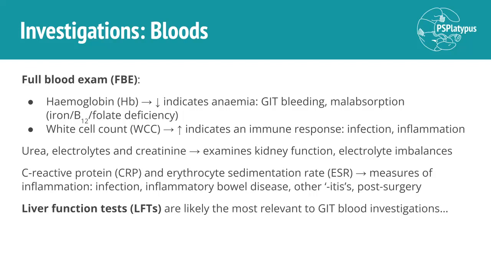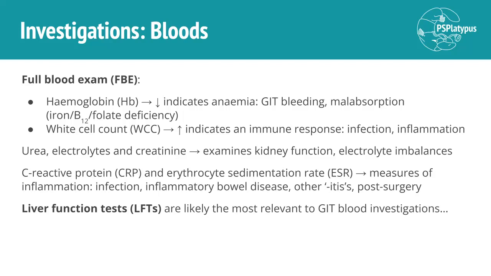You can also look at the white cell count, and that might be increased in things like infection or inflammation of the gastrointestinal tract. Of course, there's lots more here in blood investigations, but I'm just sort of focusing on some of the main things I might think about with relation to gastrointestinal pathologies. All right, then you have urea, electrolytes, and creatinine, sort of looking at the kidneys.